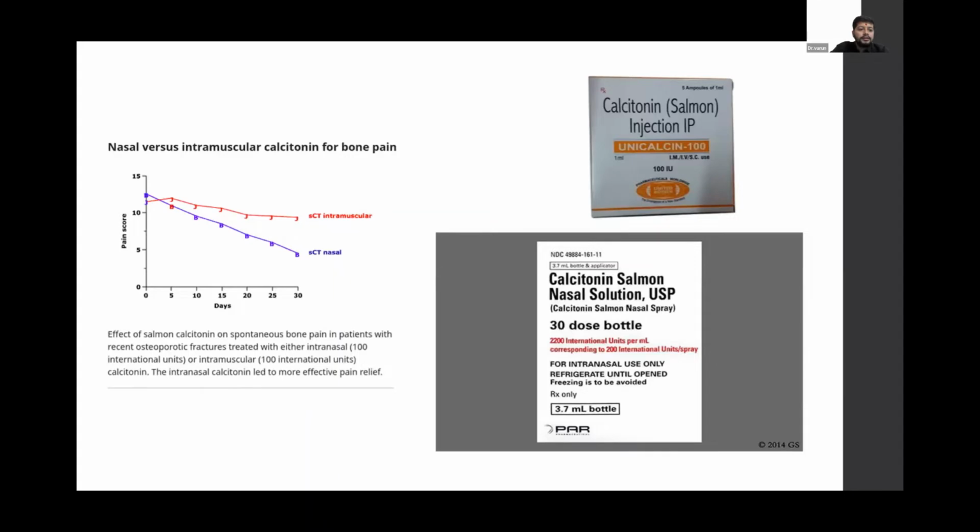This is the figure showing nasal versus intramuscular calcitonin for bone pain, which suggested that the intranasal route is more effective for pain from bone metastases than the intramuscular route. And this is the formulation of calcitonin for the injectable and for the nasal solution.